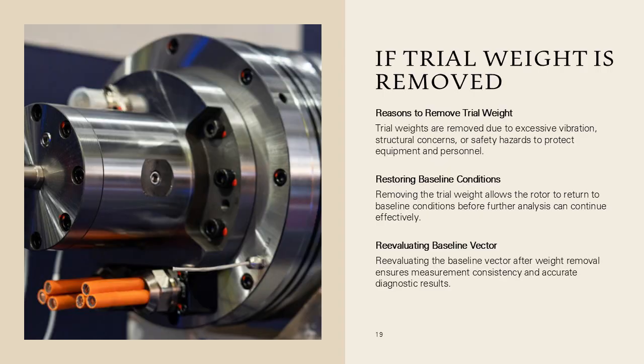This slide explains situations where the trial weight must be removed: excessive vibration, structural concerns, incorrect positioning, or safety hazards. It also discusses how removing the trial weight allows the rotor to return to baseline conditions before proceeding with further analysis. The importance of re-evaluating the baseline vector after removal is emphasized to ensure measurement consistency.